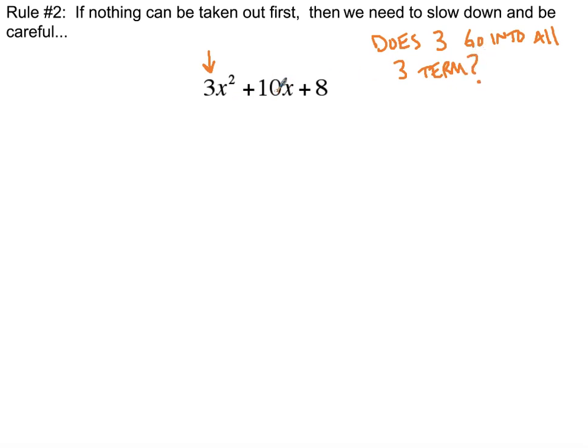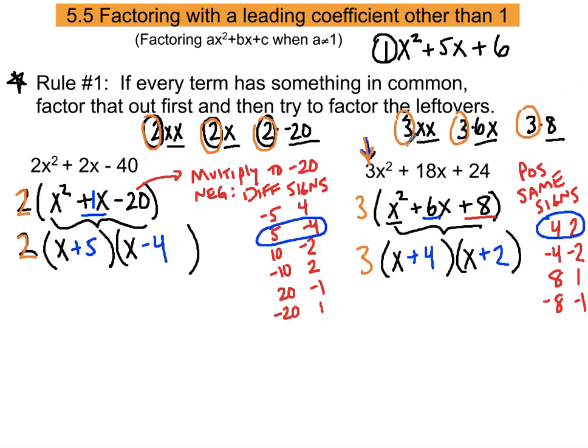So does 3 go into 10? Nope. Does 3 go into 8? Nope. Oh, bummer. So that means we cannot take a 3 out of all the terms. It's not going to work like this one did.